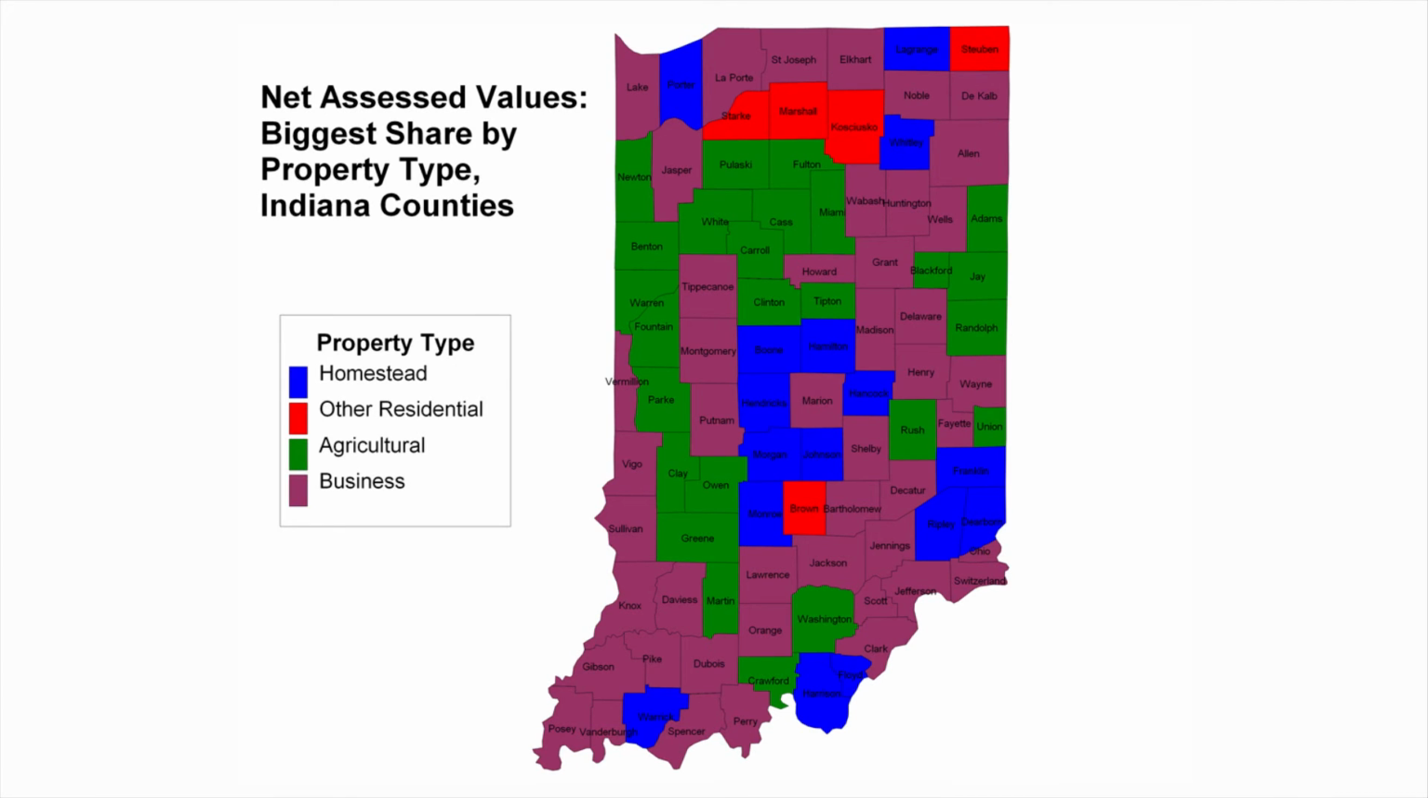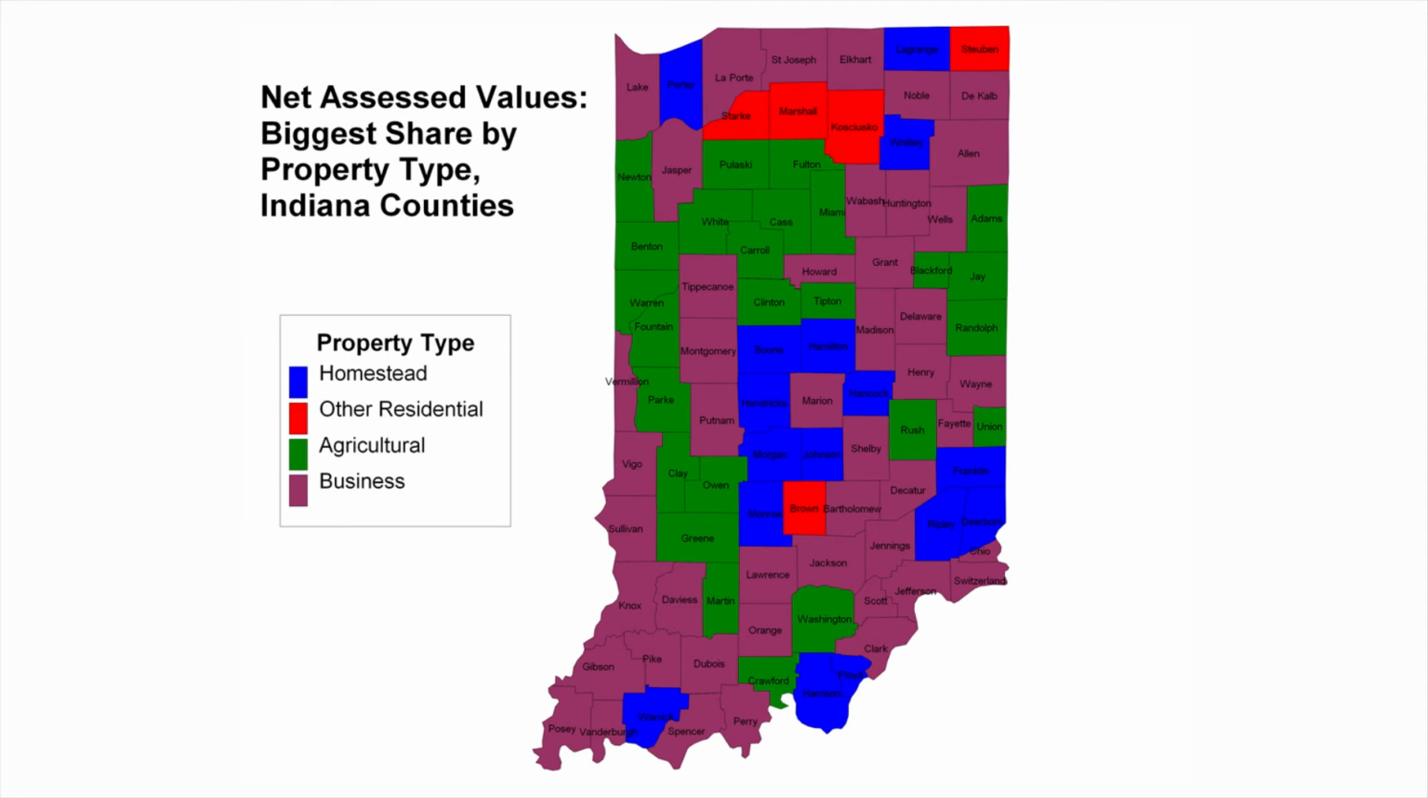Here's a map showing the highest property share in each county as measured by taxable assessed value after deductions. That's why there are so few blue counties where homesteads are the largest share. Those big homestead deductions really reduce homestead taxable assessments. Homesteads are most important in many suburban counties, though. Agricultural property, shown in green, has the smallest share statewide, but in plenty of rural counties, ag is the largest part of the tax base.